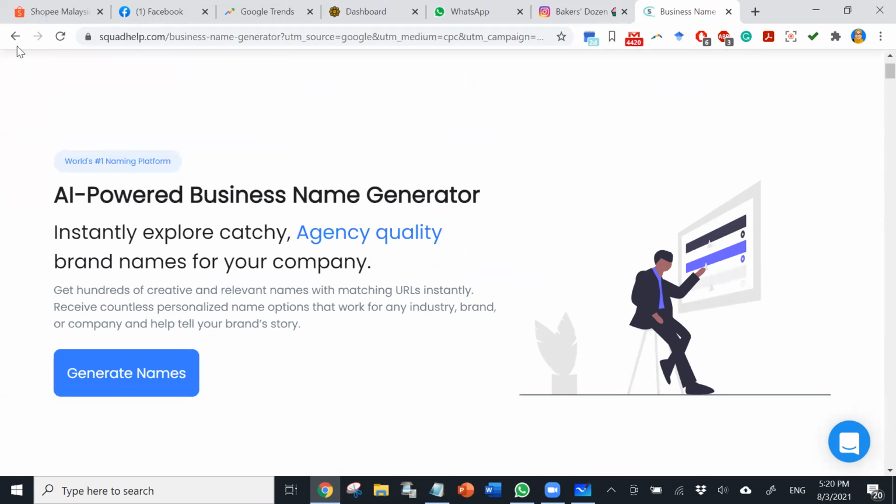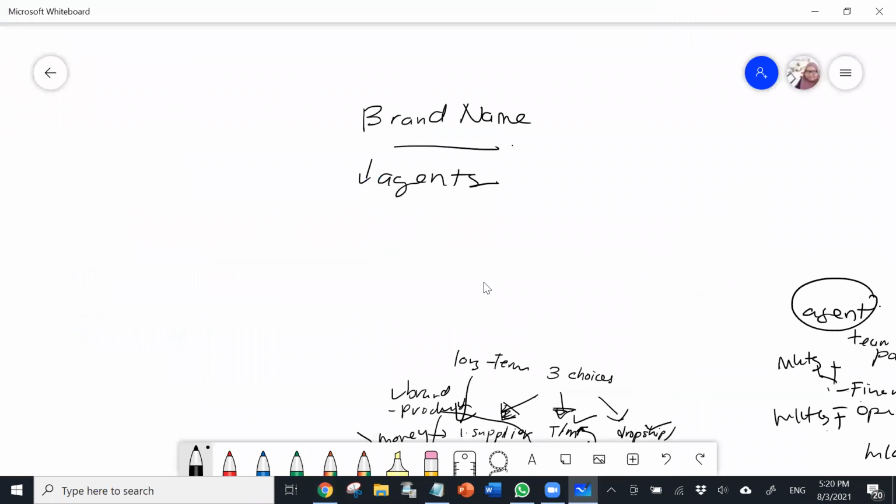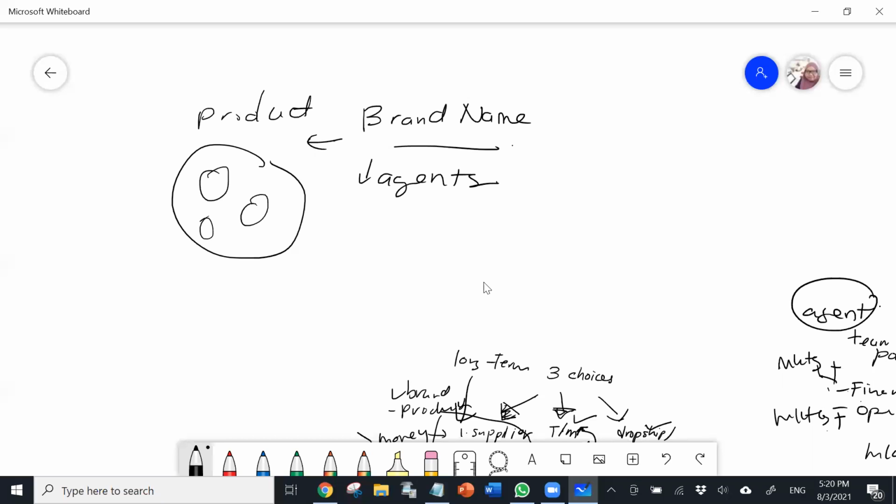But what I suggest for having a good brand name is to try to find a brand name that is connected to your product. If you have many products, try to find a theme for the products. For example, you're selling Raya cookies, Eid cookies, pineapple tarts and whatsoever. So find a theme for this. Raya Delights, for example. Something like that.